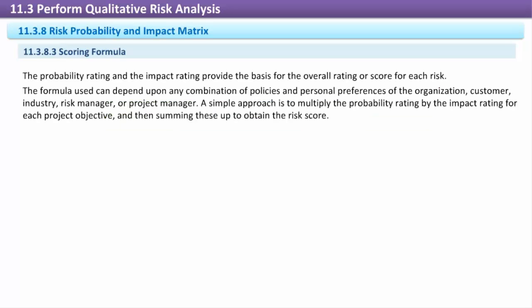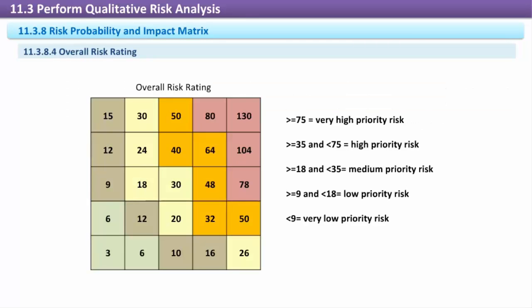Negative risks. Scoring formula. The probability rating and the impact rating provide the basis for the overall rating or score for each risk. The formula used can depend upon any combination of policies and personal preferences of the organization, customer, industry, risk manager, or project manager. A simple approach is to multiply the probability rating by the impact rating for each project objective, and then sum these up to obtain the risk score, overall risk rating.